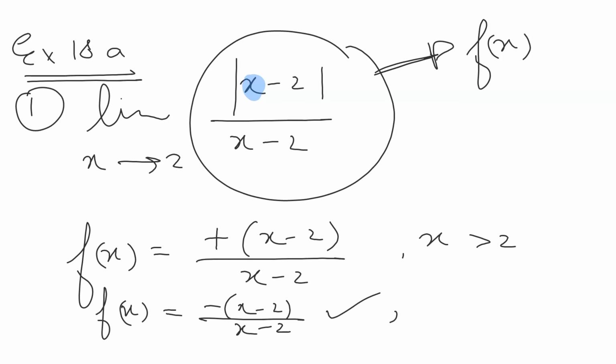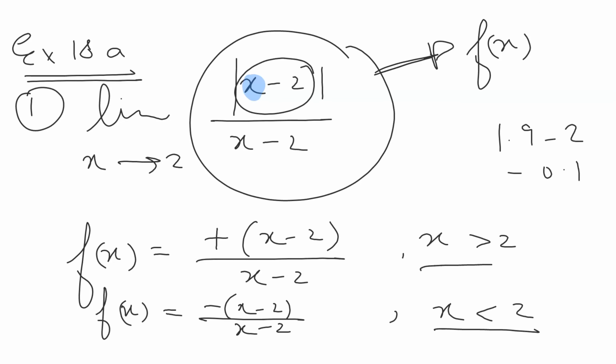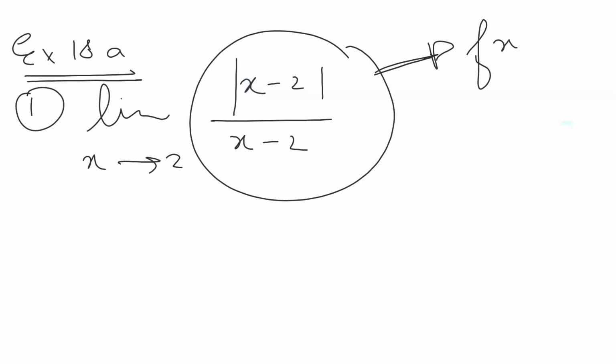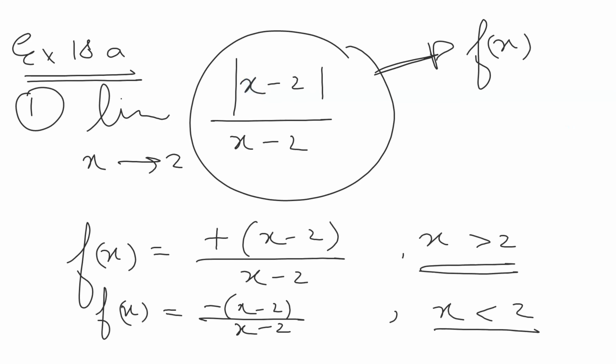This second situation is valid only when x is less than 2. So let's say 1.9. 1.9 minus 2 is negative 0.1. So this entire term inside will be negative when x is lesser than 2. This is how we need to reframe first. I have identified the critical point 2, and accordingly I'm writing these two cases. The value inside the modulus is positive when x is greater than 2. The value inside the modulus is negative when x is lesser than 2.